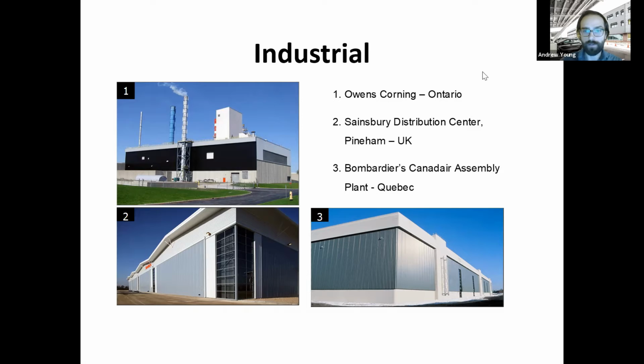Number 3 down in the bottom corner there is a Bombardier assembly facility in Quebec. Now, this is the largest solar air heated system in Canada. It's over like 100,000 square feet. They manufacture planes, so it's definitely a really sizable building there.